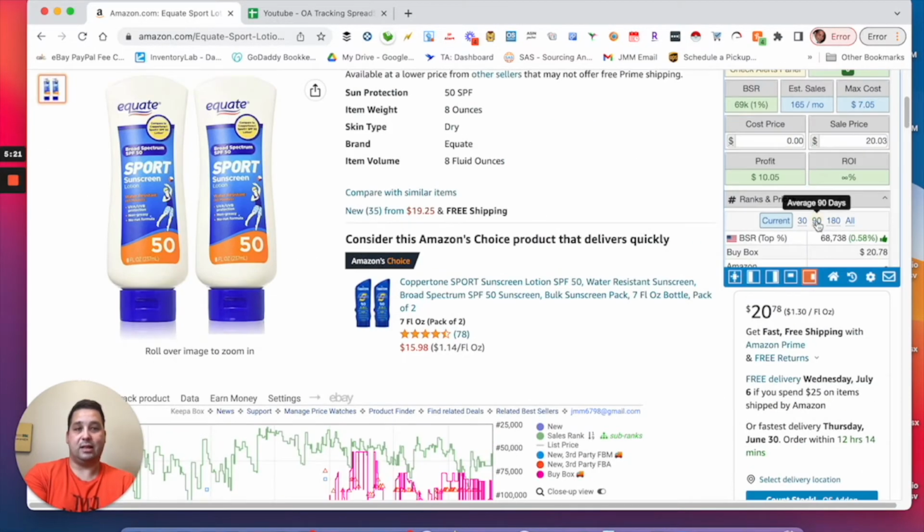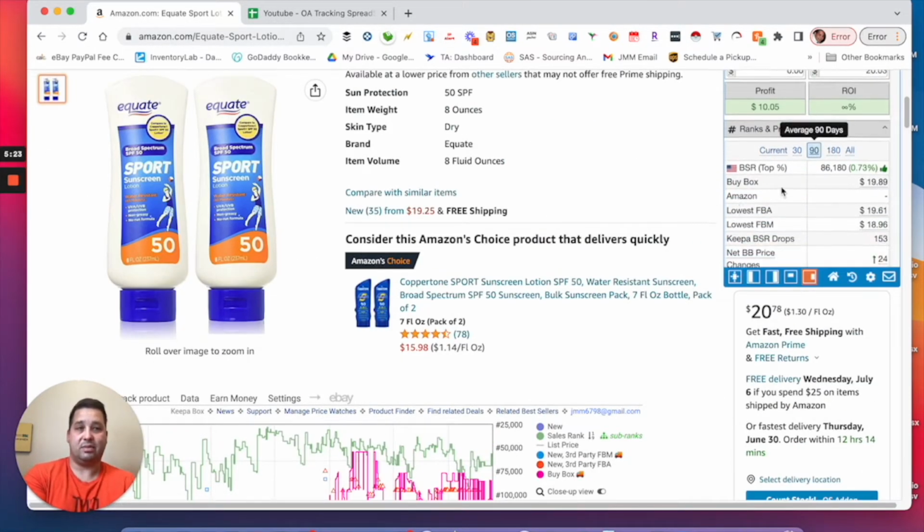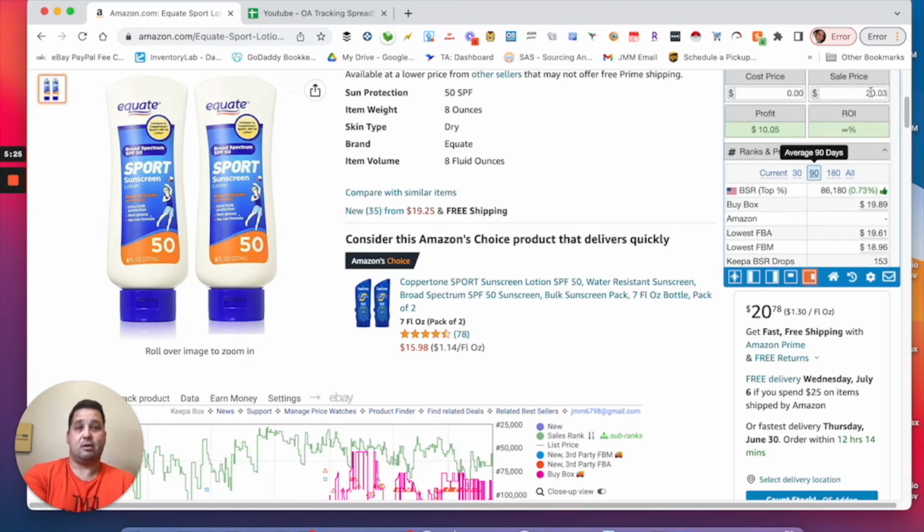I like to use the 90-day price. That's what I like to buy on. So you see here, the current price is $20.03. $19.89 is pretty damn close to that. 180 was $20.13. 30-day is a little high.